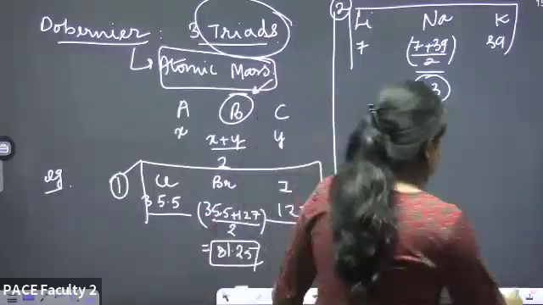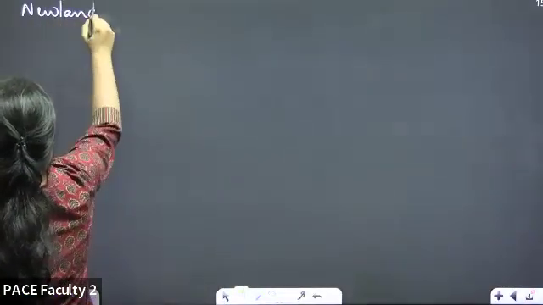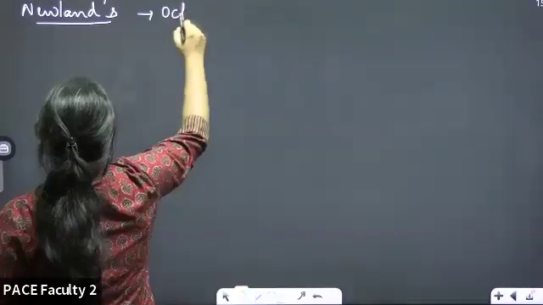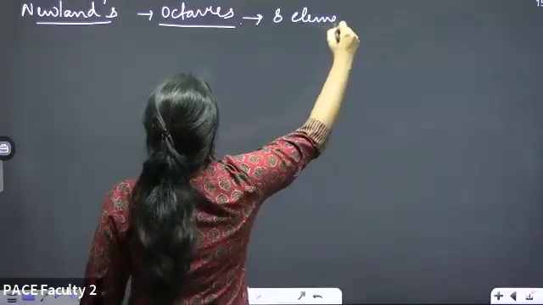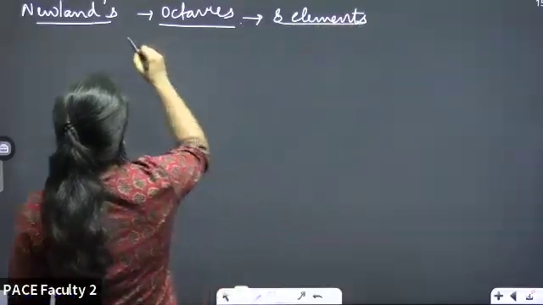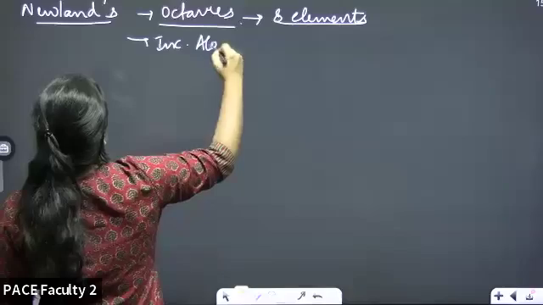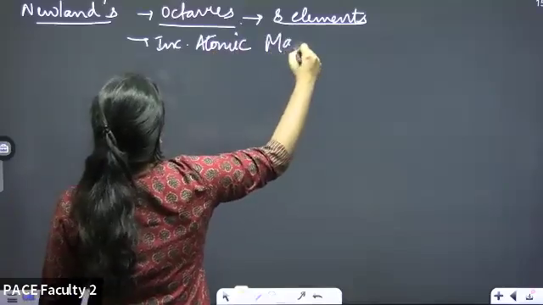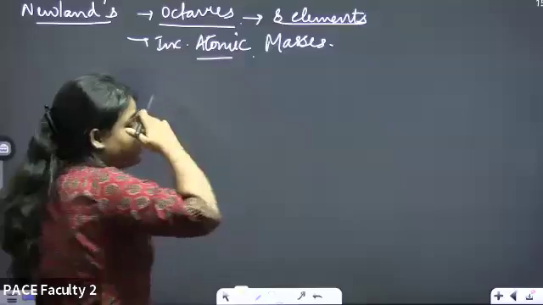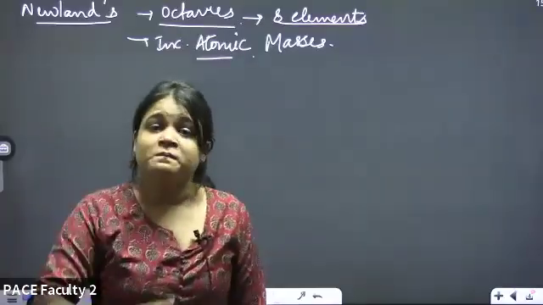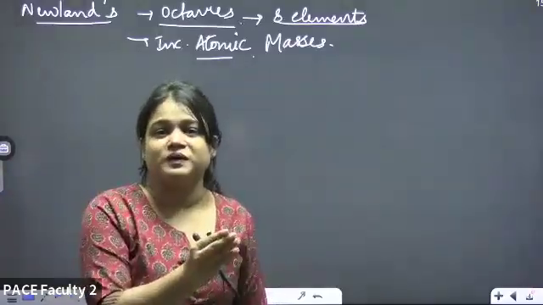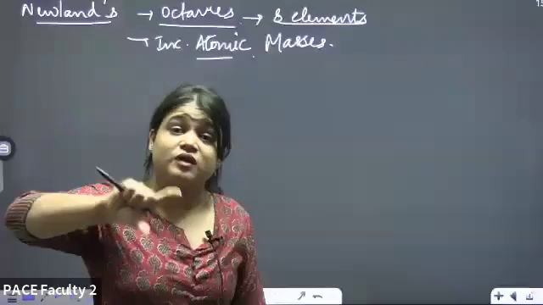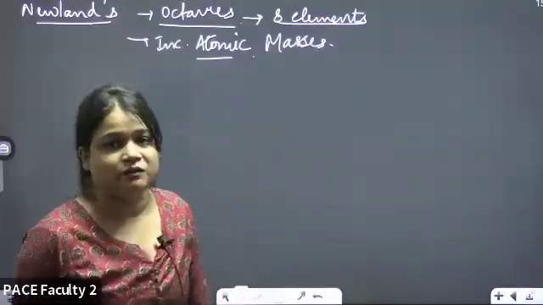Then we went to the second method, that is Newlands' law of octaves. Newlands said that, instead of making groups of 3, I will make groups of 8 elements together. Again, I will arrange them in increasing atomic mass. And you will see that after every 7th element, the 8th element will show properties similar to the first element. That means there will be a periodicity after every 8th element. Let's see from the video.